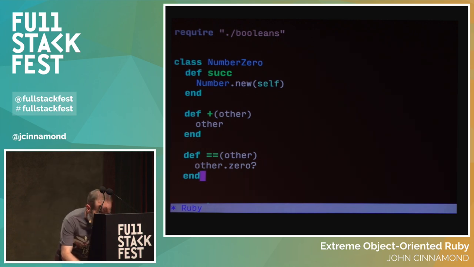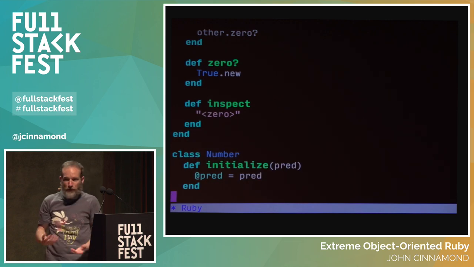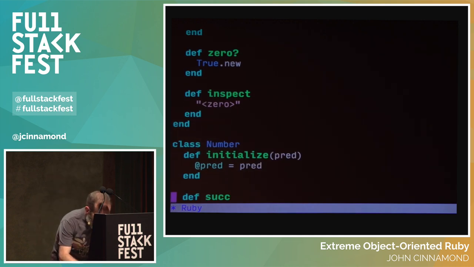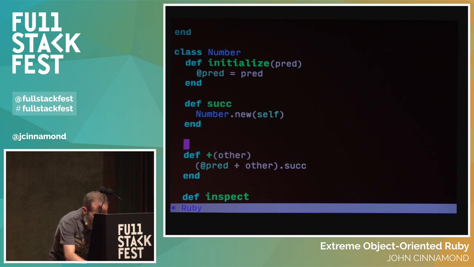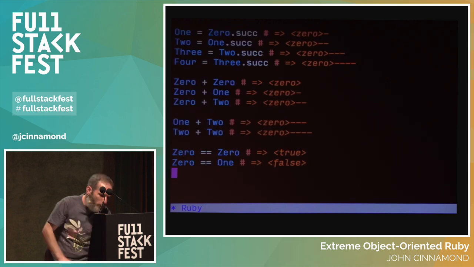Now, obviously, I need to implement this method. So for our number zero class, we can say, are you zero? And the answer is trivially yes. So it returns a new instance of the true object. Now for other numbers, numbers that are not zero, the answer is obviously going to be false. So we can just add a method to here called zero, don't take any arguments, just returns a new instance of false. If you go down here and run our code, we can see this works.